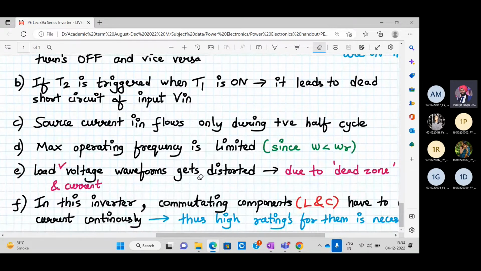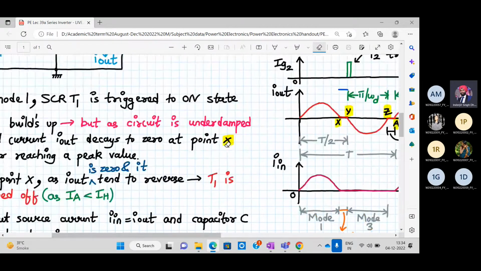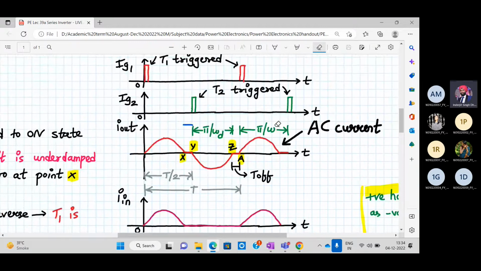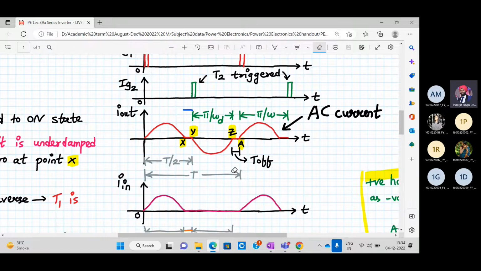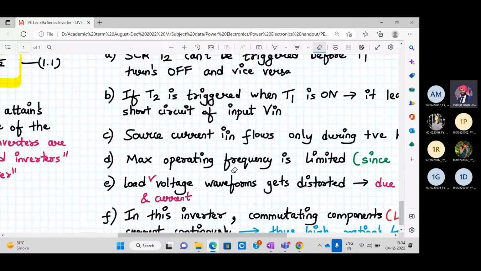Also, the maximum operating frequency is limited because omega is less than omega r. Here it is from the waveform. Again, you can see over here, your omega should be less than omega d. So that's the problem we face, a limited maximum frequency.